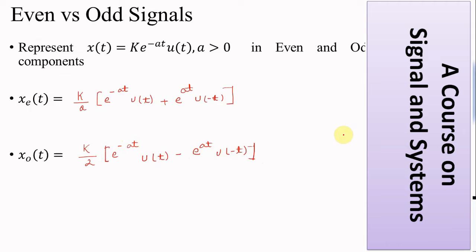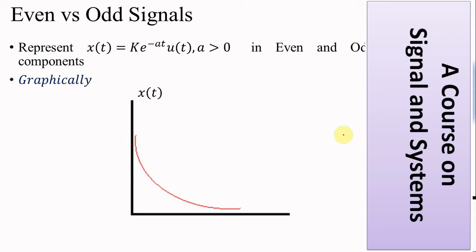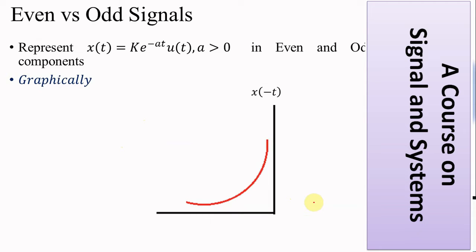It is also important to visualize this in a graphical manner. So graphically, the signal can be represented something like this. It's the decaying exponential, given that a is positive, and multiplication by u(t) means that only values of time from 0 to infinity are allowed. So this is my signal. What I can do now is formulate x(-t). So x(-t) is nothing else but the mirrored image of the signal.